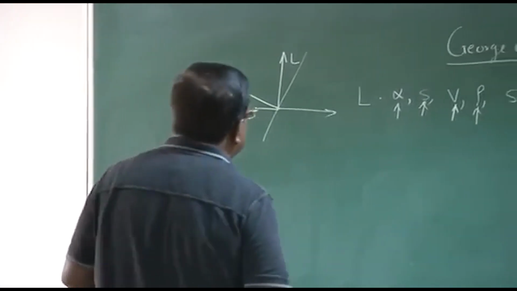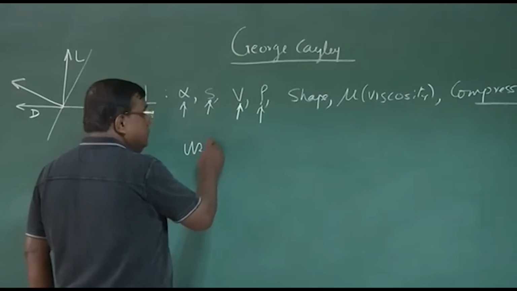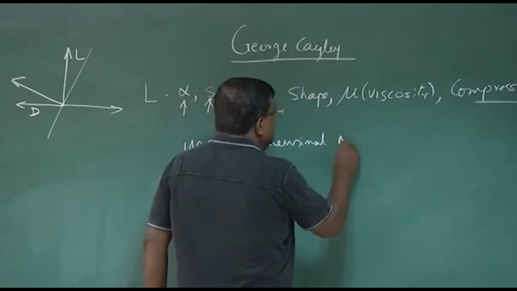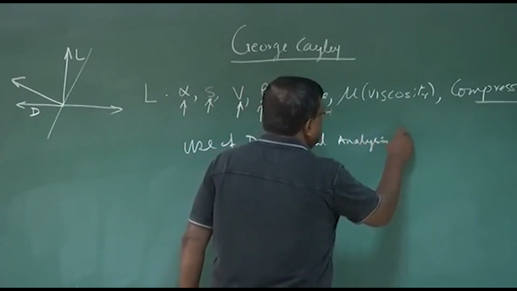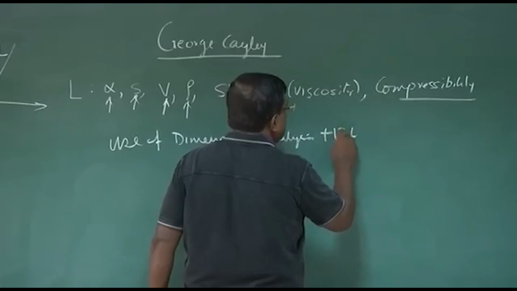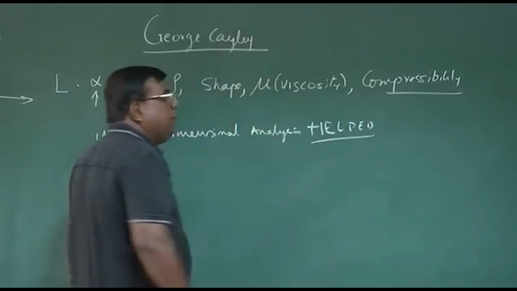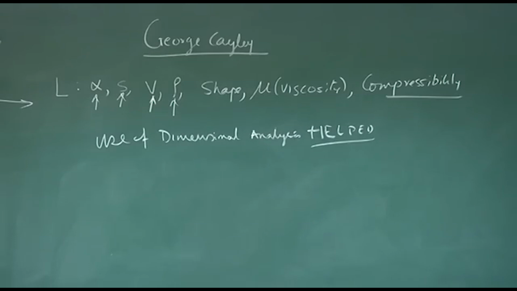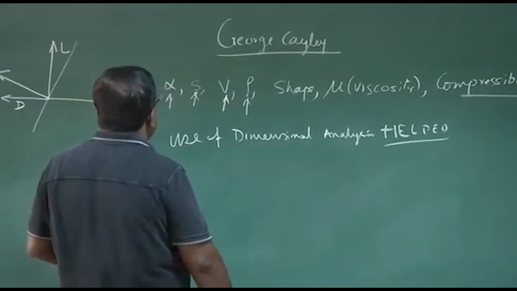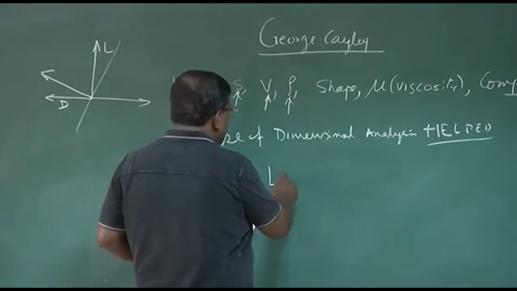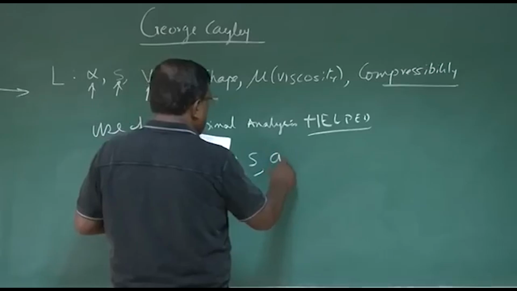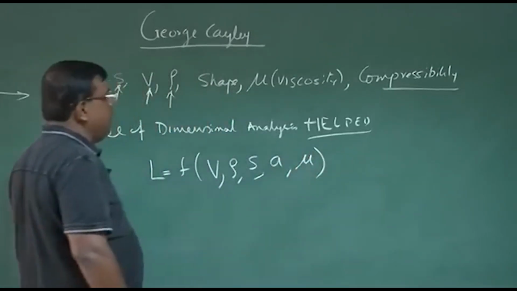That is where the use of dimensional analysis helped. This is typically using the Buckingham pi theorem. If you get a chance, do some internet surfing and read something more about it. In that, what we did, we said, let us identify lift as a function of, let's say, V, rho, S, A, and mu. Mu is the coefficient of viscosity.